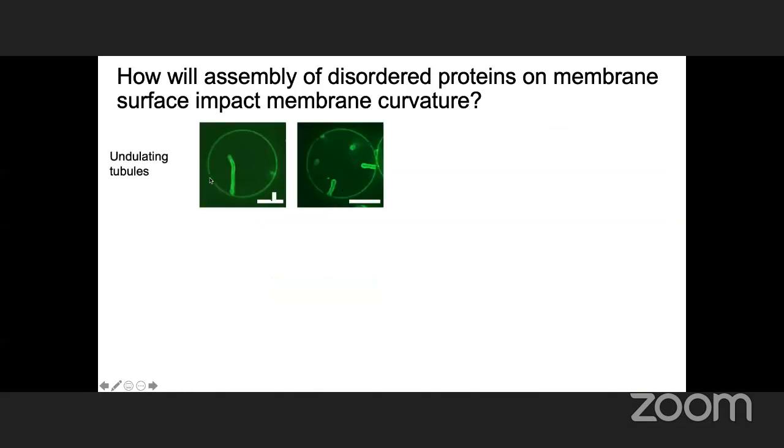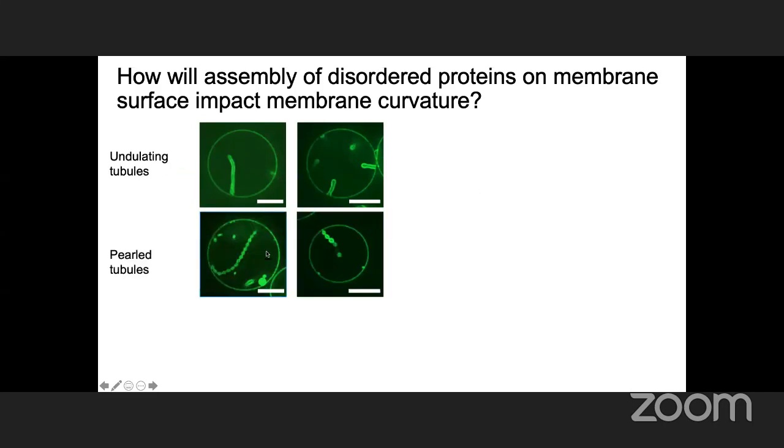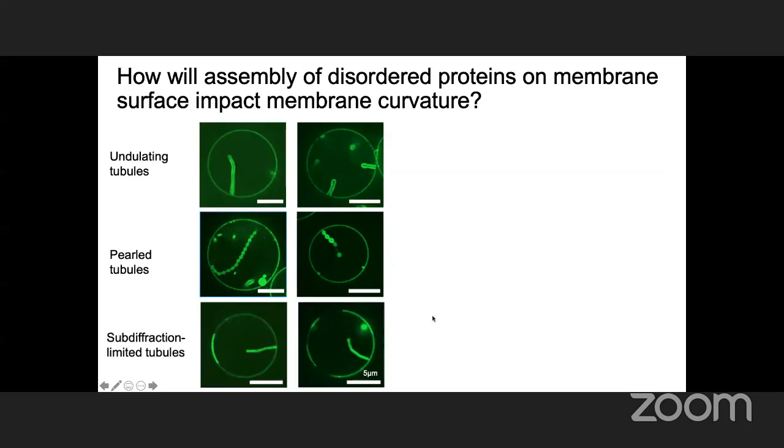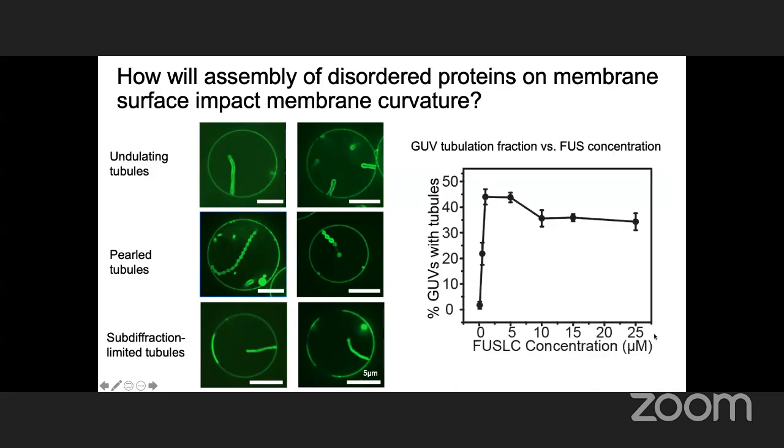Besides, some of the tubules had an undulating appearance, while others showed a structure like a string of pearls. Still, there were some tubules that were so slender that their morphology could not be precisely determined. Moreover, tubules were observed more frequently as the concentration of FUS increased. At 500 nanomolar, most of the vesicles didn't have tubules, but by 1 micromolar, almost half had tubules.